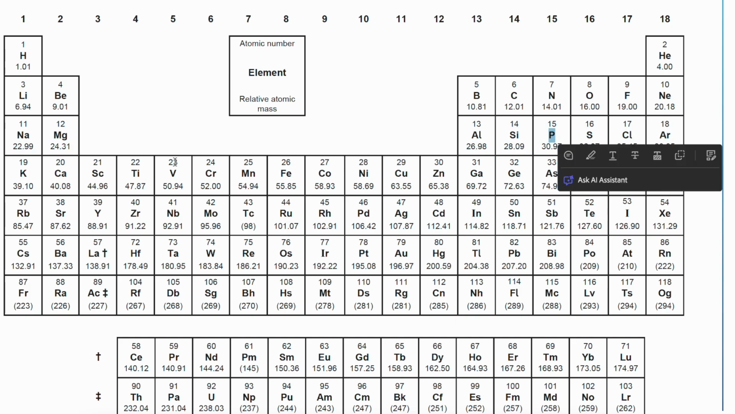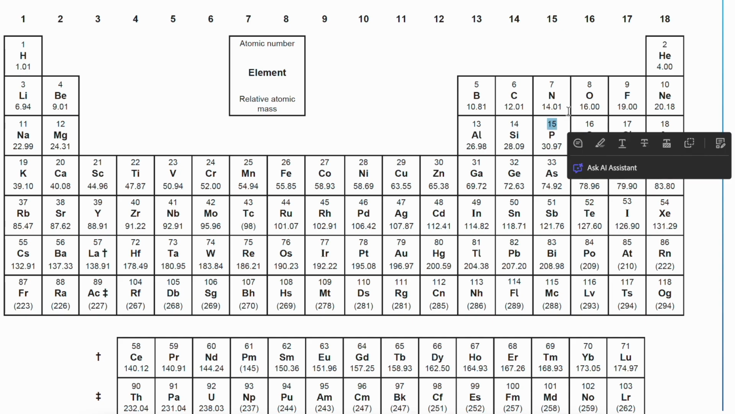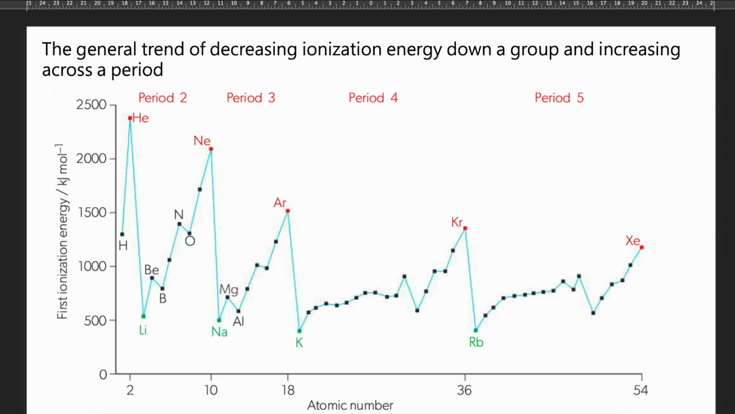Phosphorus. Period 3, group 15, number of electrons is 15. Right? So that's how the figure or this graph can help you to determine which element is now on the periodic table. Okay, so this is the trends of the ionization energy across a period and down a group.